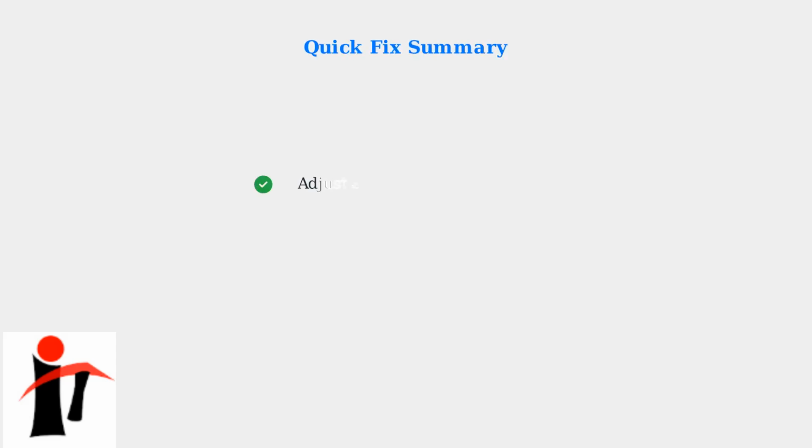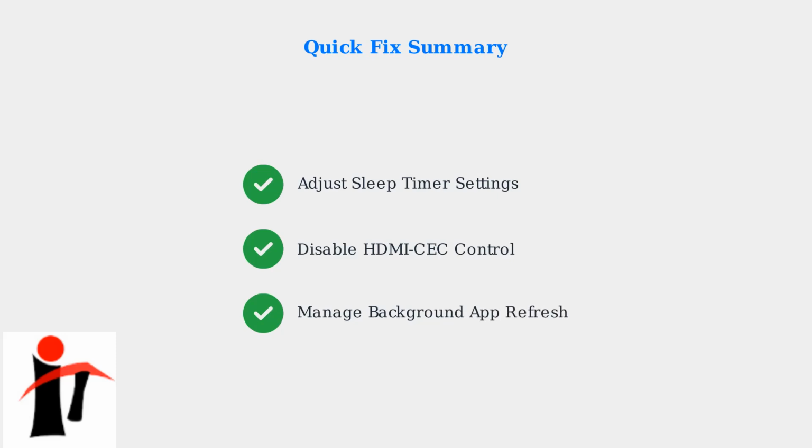These three adjustments can often prevent unwanted Apple TV shutdowns. Start with the sleep timer settings, then address HDMI CEC conflicts, and finally manage background app refresh for any problematic applications. When basic power settings adjustments don't resolve your Apple TV issues, it's time for more advanced troubleshooting.